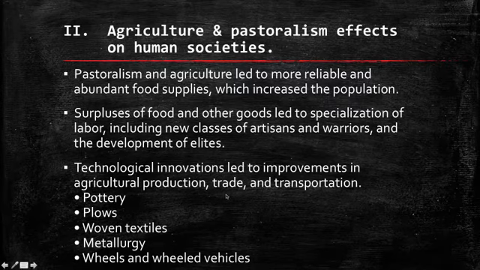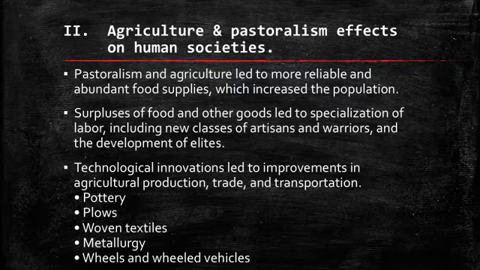Technological innovations led to improvements in agricultural production, trade, and transportation. So we see a lot going on in the Neolithic Revolution. Domestication of plants and animals. Pastoralism, where people are disseminating ideas and goods. Irrigation, environmental impact, population increase, job specialization. People had time to work on other things because they didn't always have to worry about growing or catching their own food.